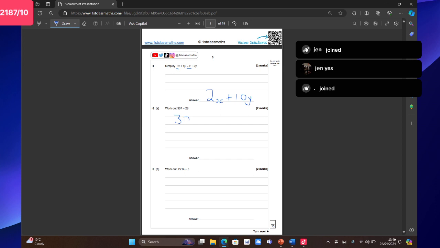Next one, looking at a subtraction. So 307 subtract 28. So 7 take 8. I can't do this. I need to borrow. I have to borrow off here.